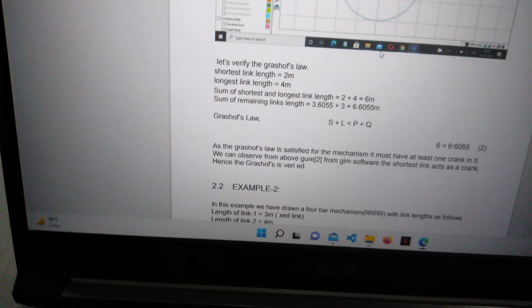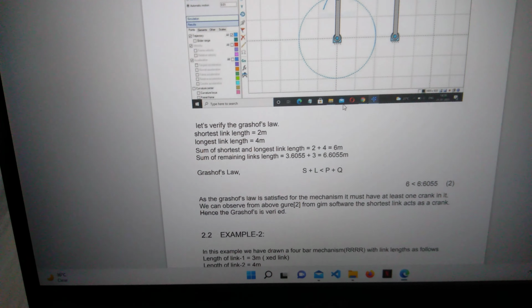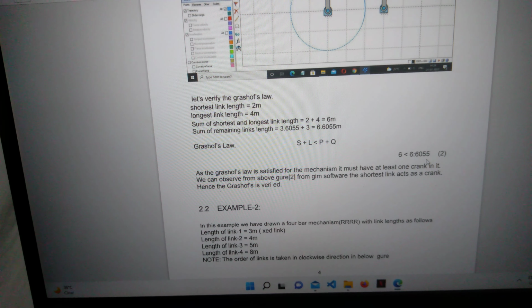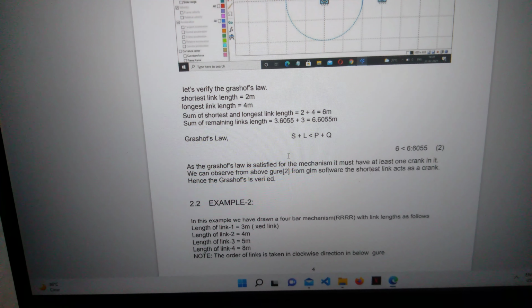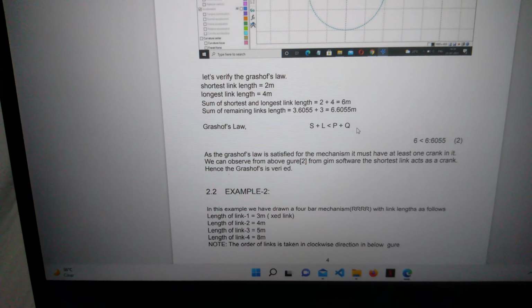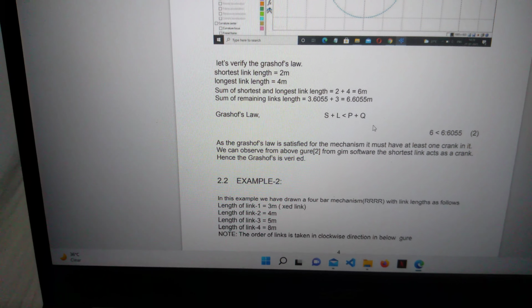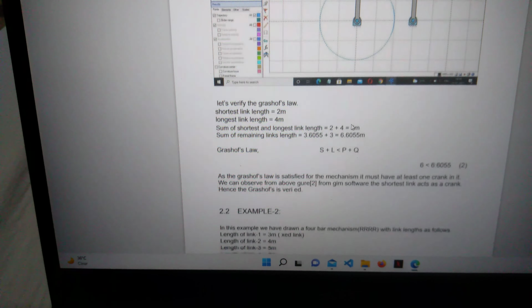So let's verify, sir. As we have already seen, S plus L should always be less than or equal to P plus Q. With the data which I have entered here, it comes to 6 being less than or equal to 6.6055, which is true. Therefore, the Grashof law is satisfied for the above mechanism, and it must have at least one crank in it. We can also observe from the figure that the shortest link acts like a crank for the whole linkage, sir.